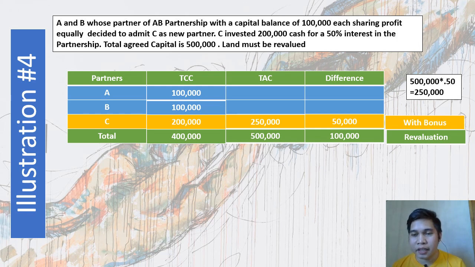So, sa case natin, dalawa yung nag-reflect. Merong bonus at merong revaluation. Pag ganyan po yung naging scenario, hindi na sapat na magamit nating basis yung initial table.